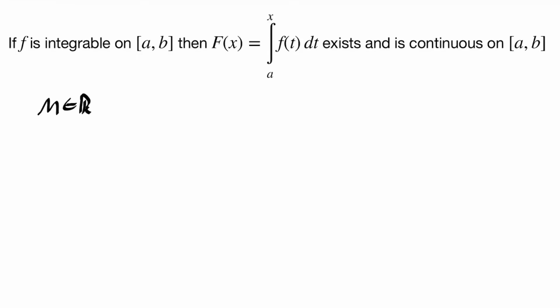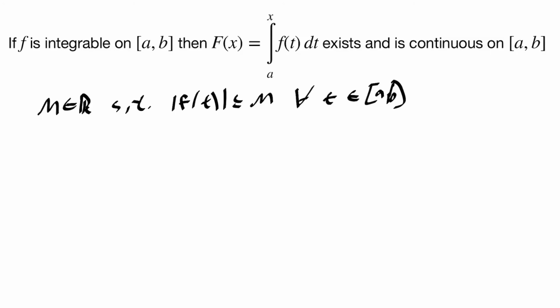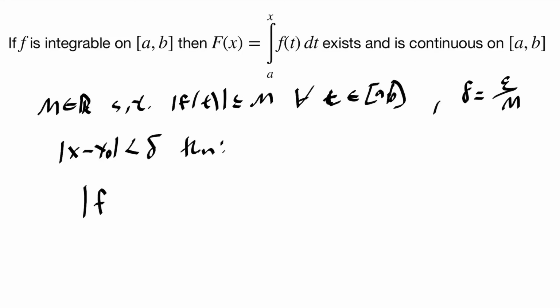So f is integrable. Let M be a real number such that the absolute value of f of t is less than or equal to M for all t in this interval a to b. Then we'll let delta equal epsilon divided by that capital M. And then what we know is that if we let the absolute value of x minus x naught be less than delta, then we get the following inequality.